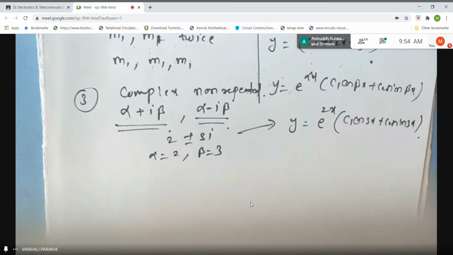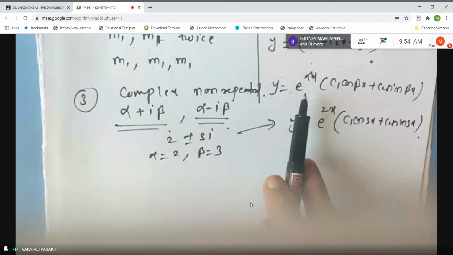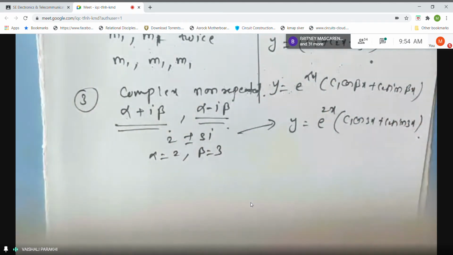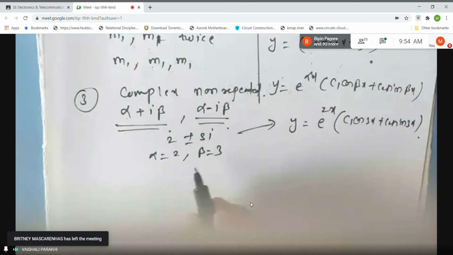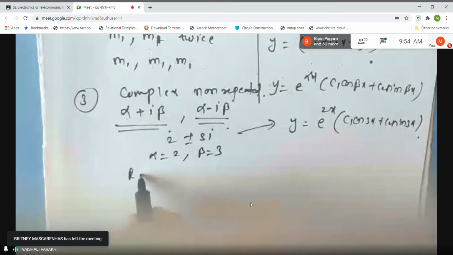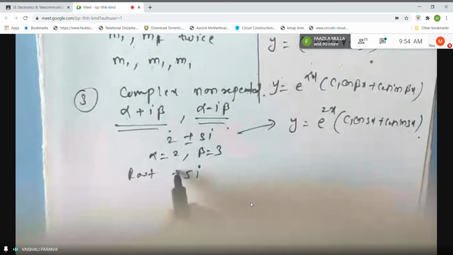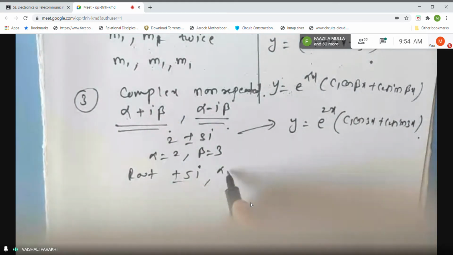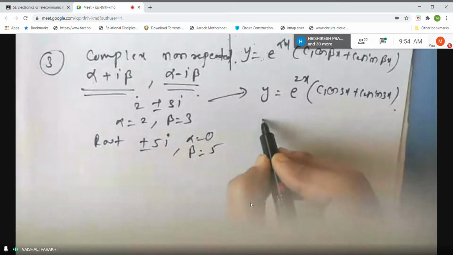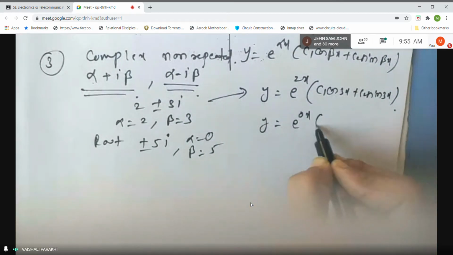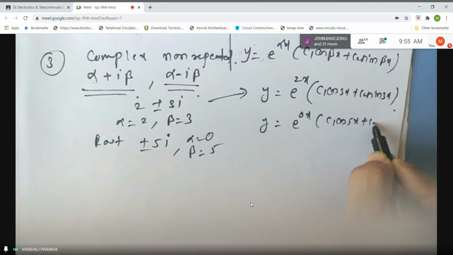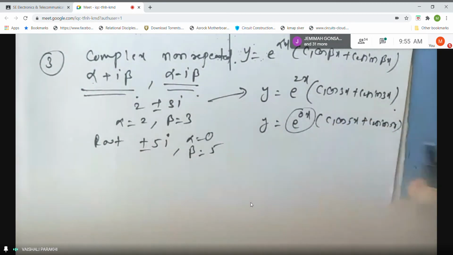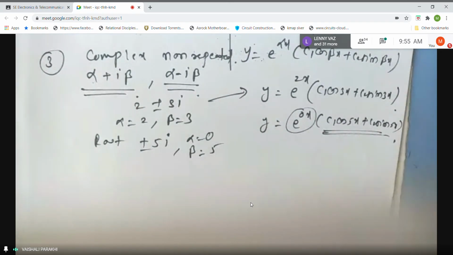Are you understanding? Suppose there is no real part, meaning suppose your roots are only plus or minus 3i. In place of alpha you put 0, and anything raised to 0 is 1, so only this bracket will exist. Suppose the roots are plus or minus 5i. What is alpha in this case, students? 0. And what is beta? Beta will be 5, correct? So what will be y here? e^(0x) (C1 cos 5x + C2 sin 5x). e^(0x) means e^0, which is 1, so only this bracket will exist.